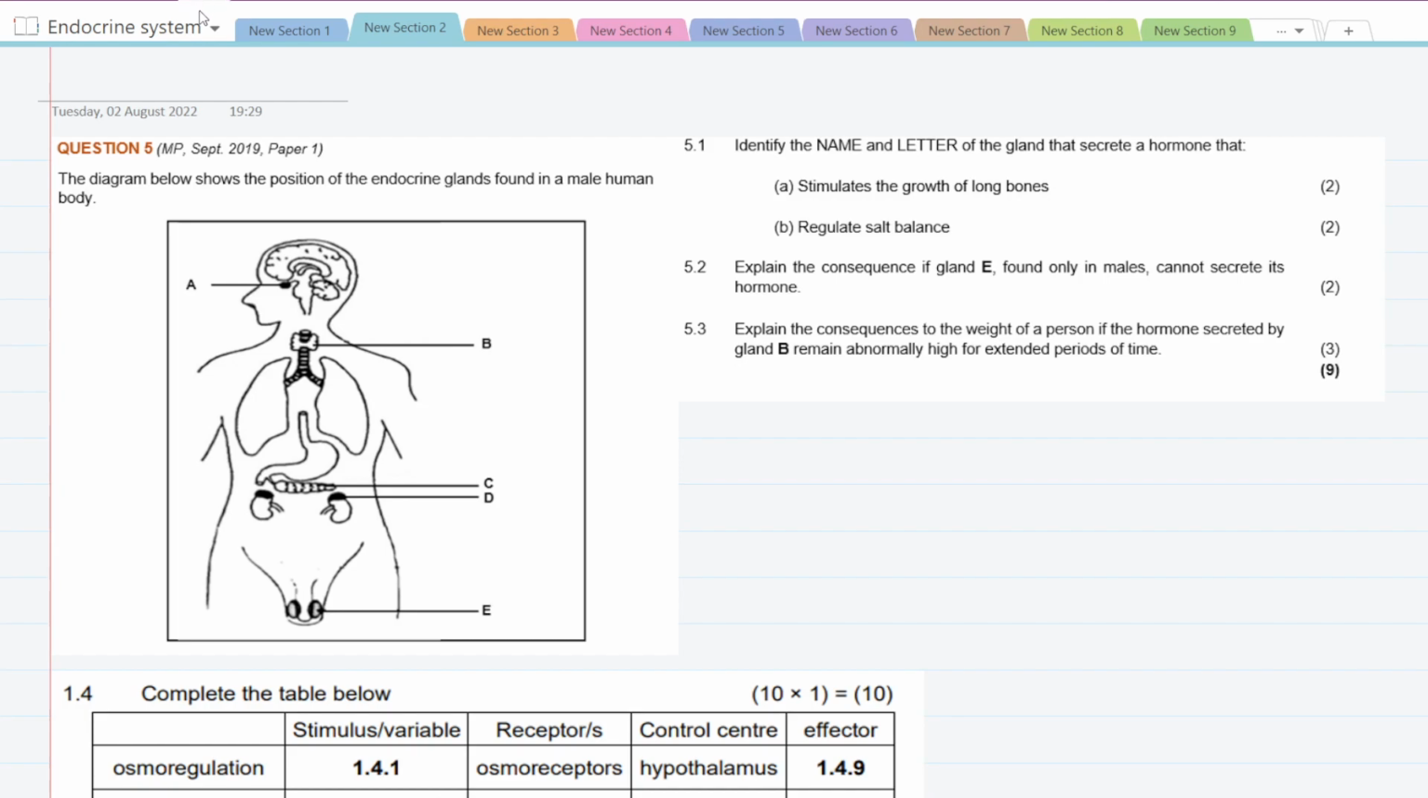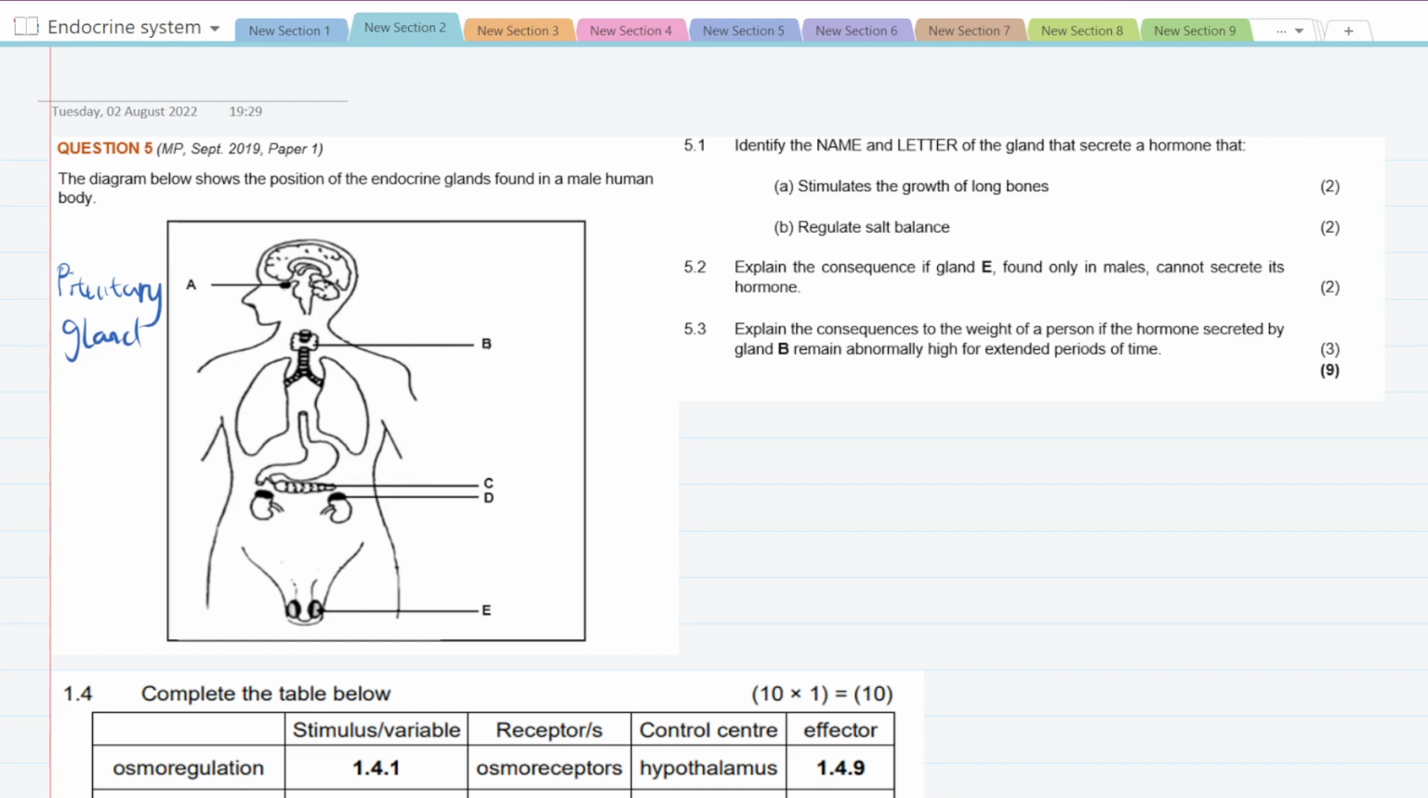Now, before we can even attempt the questions, let's see if we can identify some of these endocrine glands. Number 1, or rather number A, there it is, as you can see. Well, that is at the base of the brain, so definitely it is your pituitary gland. That's number 1.